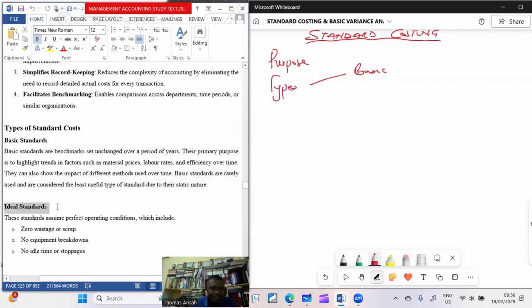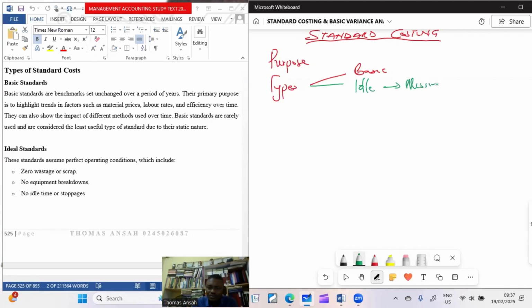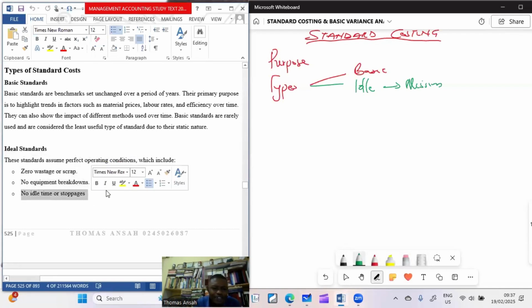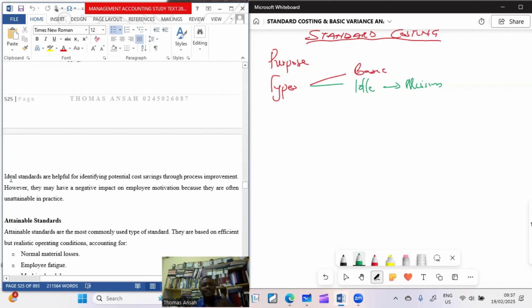Then we have the ideal standards. Ideal standards are saying this is what we call the mission. Everybody wants to get to the ideal. Ideal is like the mission. What you want to be, the ideal person you want to be. So normally we should not have any scrap. We should not have any wastage. There's no breakdown, no idle time, no stoppages. The perfect environment, that is what we are talking about. All right. But you see, the ideal standards are helpful because the truth is that it pushes you to improve.